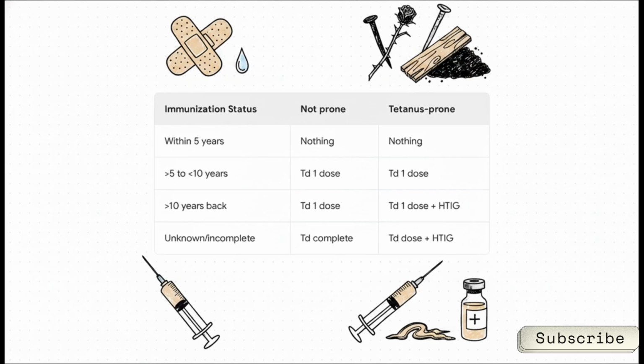of the wound type. But pay close attention to the bottom 2 rows. If it's been more than 10 years or their status is unknown and they have a dirty tetanus-prone wound, you have to give the active vaccine plus the passive HTIG immunoglobulin to give them that immediate protection.